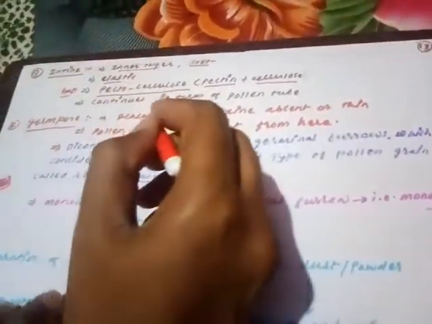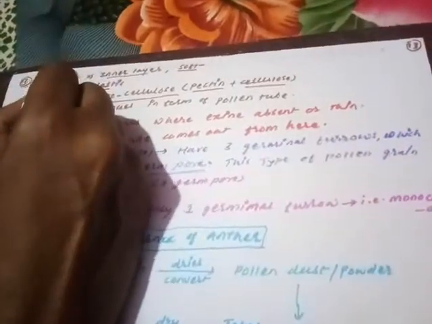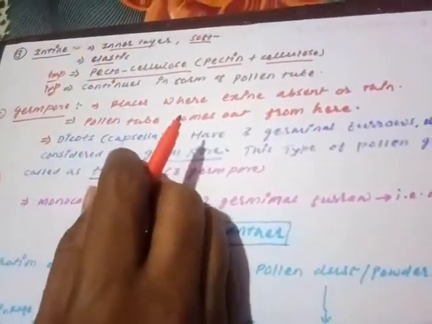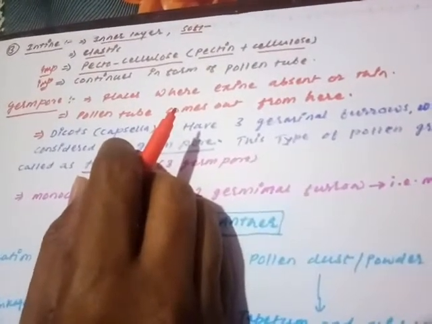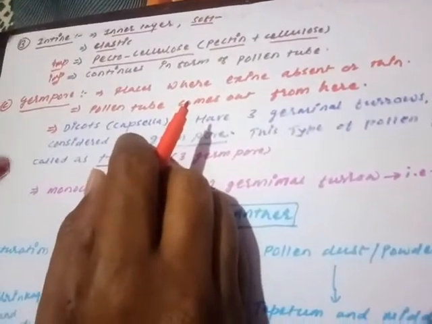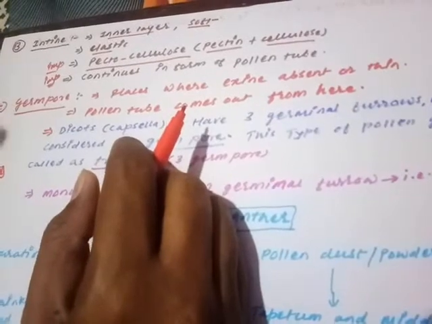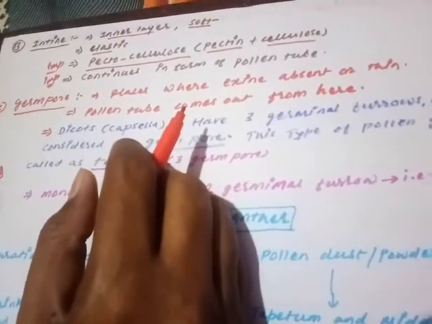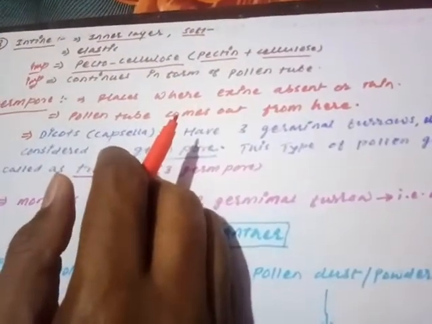Why is this important? Remember, this is once again a very important point. What is the role of intine? Exine is going to protect the pollen grain from the external harsh environment. Due to that, the pollen grain remains viable for a very long time.